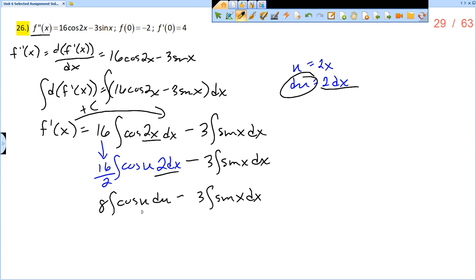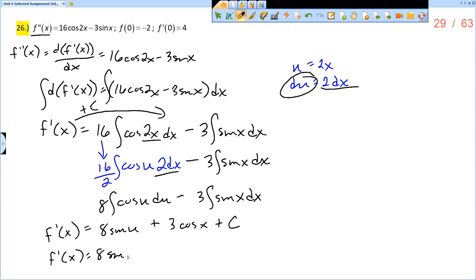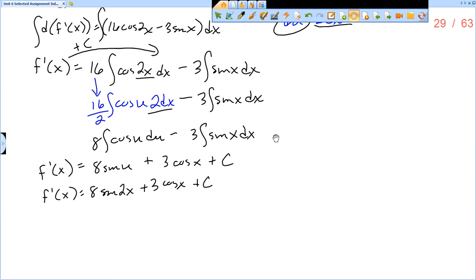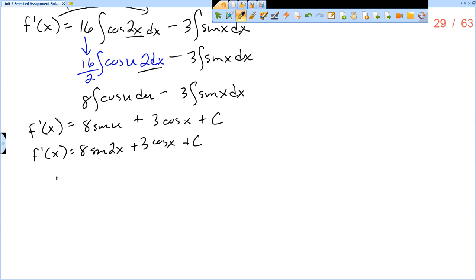Don't get mixed up here. We're using a u in the first integral and not the second. Now I have 8 times the integral of cosine, which is sine of u, minus 3 times the integral of sine, which is negative cosine of x, and then of course the plus c. So I have f prime of x equals 8 sine of u, but remember, we want to replace the u. So f prime of x equals 8 sine of 2x plus 3 cosine of x plus c. Now I have f prime.